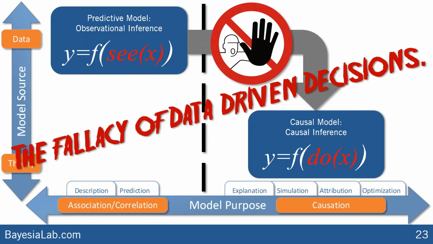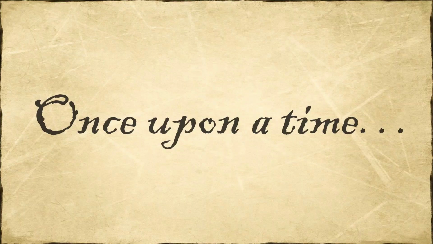And that's why I often like to refer to the fallacy of data-driven decisions. Why am I making such a provocative statement? Well, here in this case, and in many other questions, we need something totally different than data. What we need is a story, more specifically, a causal story that will ultimately help us to get from a predictive model to a causal model.